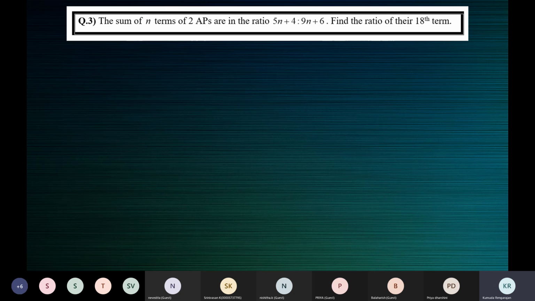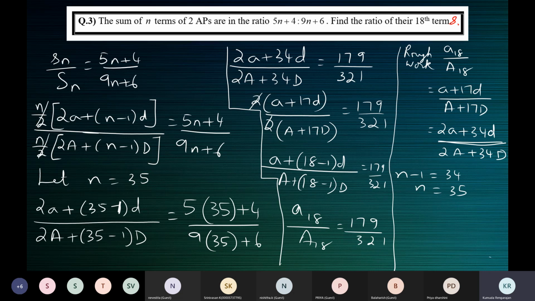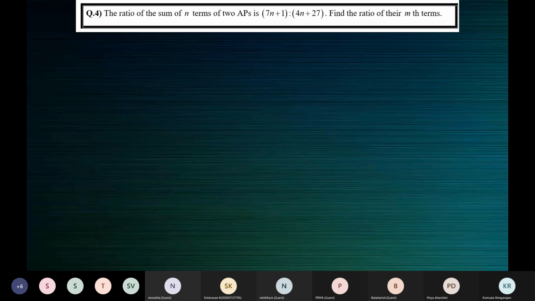The questions are very closely related, so similar working. Exactly, the procedure is the same, just that you'll be substituting different values. Please take the question, children.